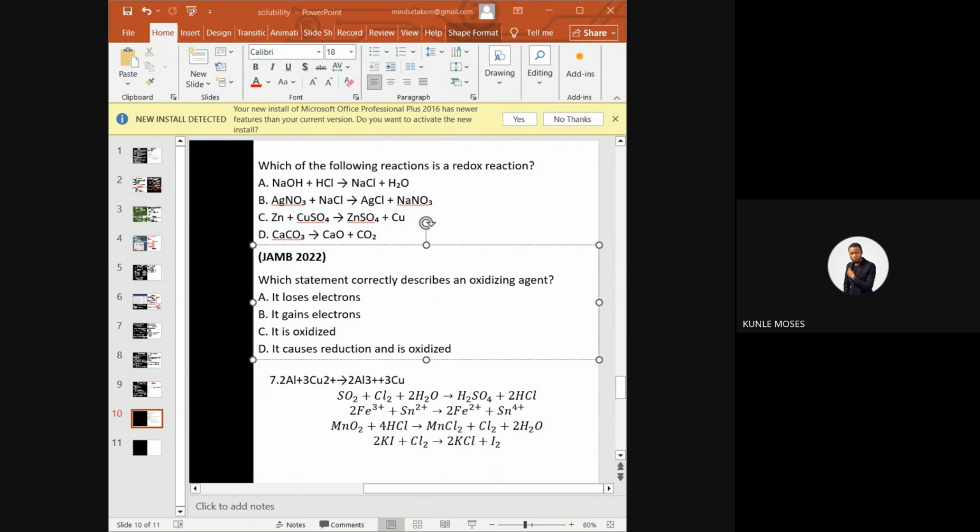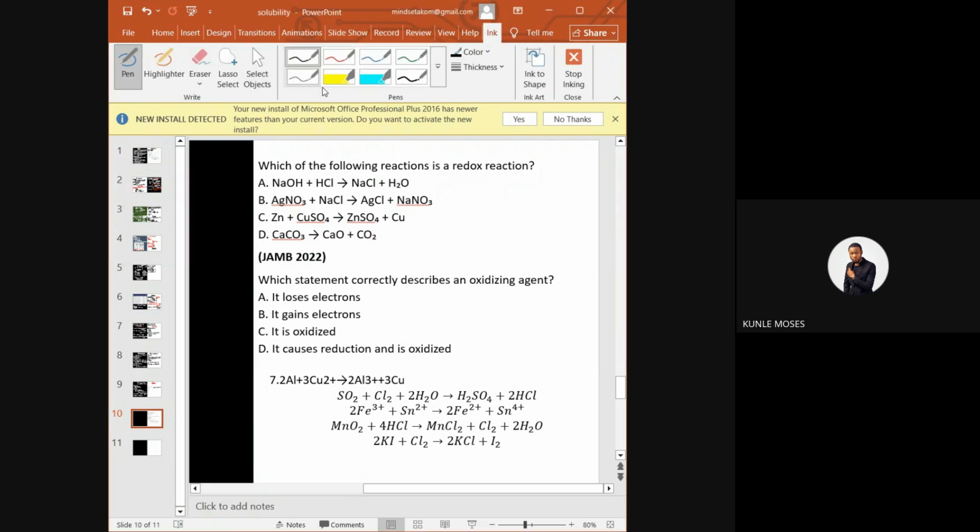Gift, do the first one. Leon, do the second one. Paul, do the third one. Titi, do the fourth one. The fourth one says 2Al plus 3Cu2+, giving us 2Al3+ plus 3Cu. So tell us the oxidation, the reduction, the reducing agent, and the oxidizing agent.